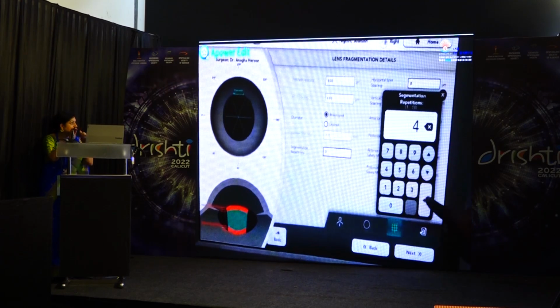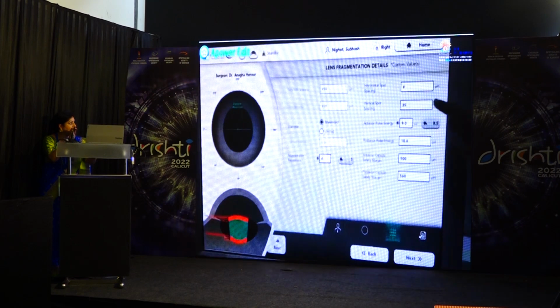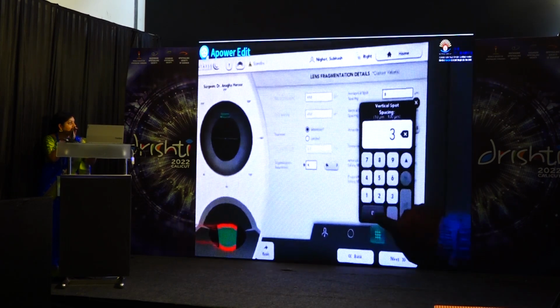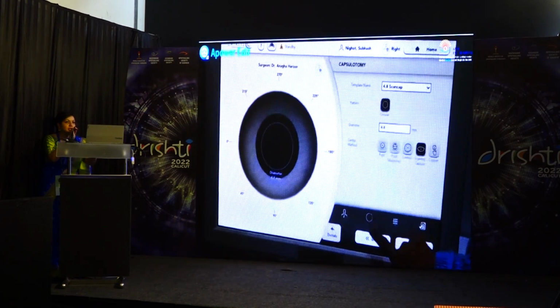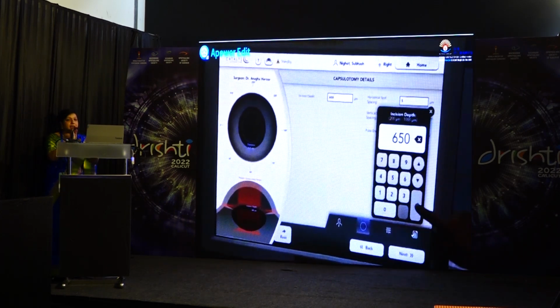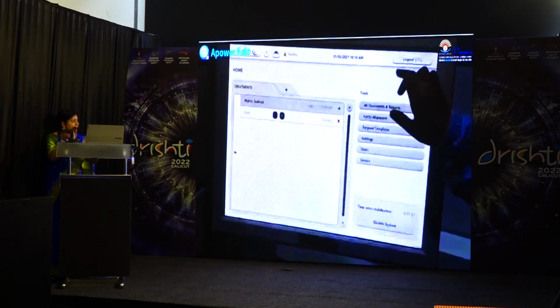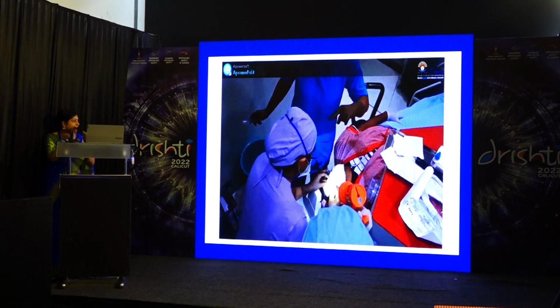The segmentation repetition was increased to 4, anterior pulse energy from 8.5 to 9, and then the vertical spot sizing from 35 to 30, so as to get a better cut. So here again, the capsulotomy incision depth from 600 to 650, pulse energy from 4 to 4.5 microjoules, and then we went ahead with the procedure.